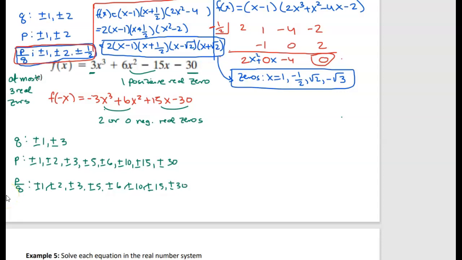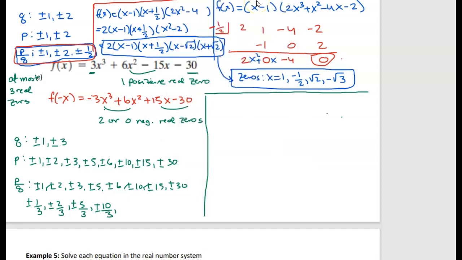And then these over 3. So 1/3, 2/3. 3 over 3 is 1, which you already have. 5/3. 6/3 gives me 2, which we have. 10/3. 15/3 is 5, we have. And 30 over 3 is 10, which we have. Okay, so we have lots and lots of stuff to try. Alright, hopefully we get there soon.